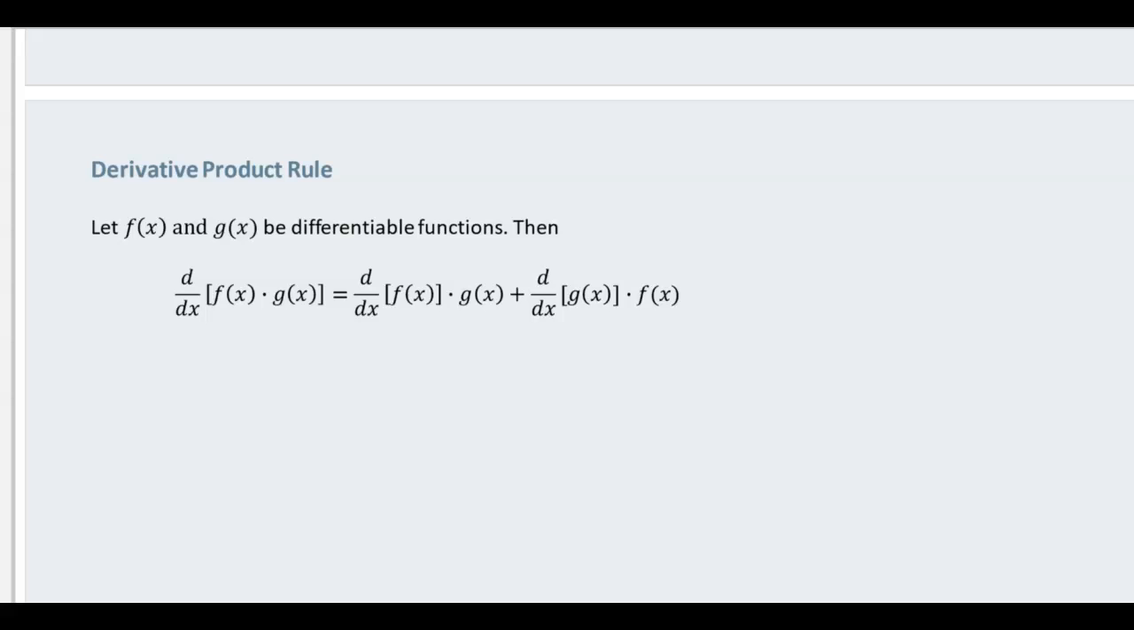We're starting with two different functions, f of x and g of x, and both of them have to be differentiable. We can take the derivative on some particular interval of x values. If we want to take the derivative of those two functions multiplied together, we have this formula that we use. We take the derivative of the first function, and we multiply it by the second function. And then we add that to the derivative of the second function multiplied by the first function.